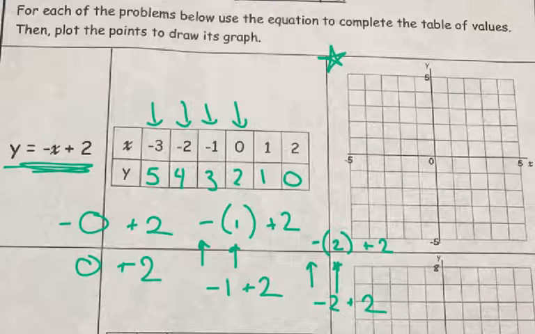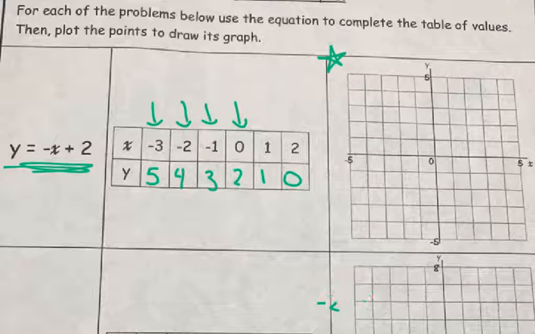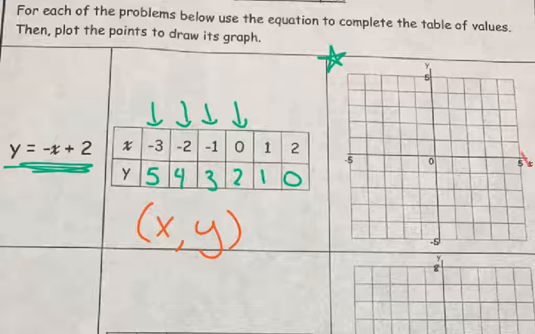All right, now you've got all of your points filled in on your table, all the y values. Now we're going to plot it on a coordinate plane. Remember that you plot x first, then y. This is my x-axis that goes horizontally. This is my y-axis that goes vertically.